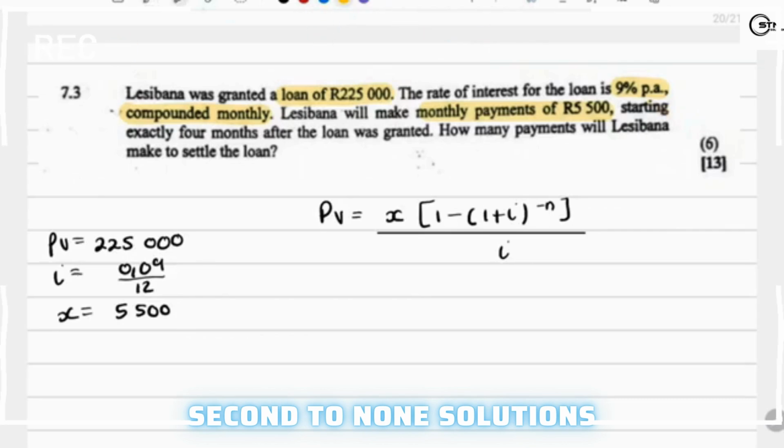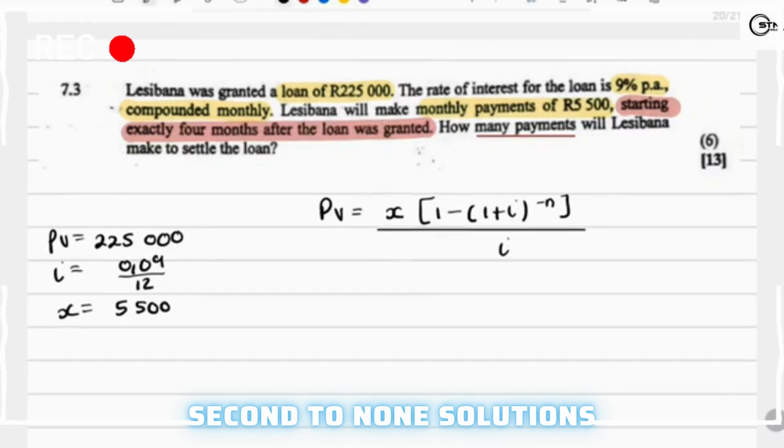Okay, so that is a very big thing that we need to consider now. So starting exactly 4 months after the loan was granted. The question is, how many payments will Lesibana make to settle the loan? Okay, so we know we need to tell them how many payments at the end of the day. But here's one thing we need to consider before even using this formula. You see, these payments start 4 months after the loan was granted.